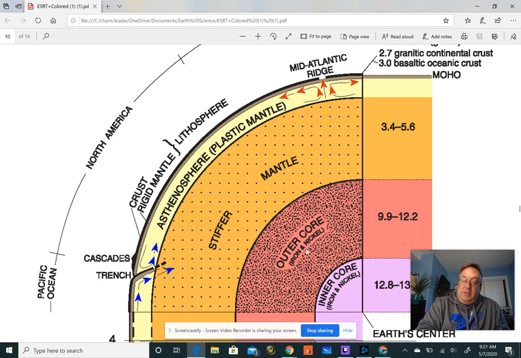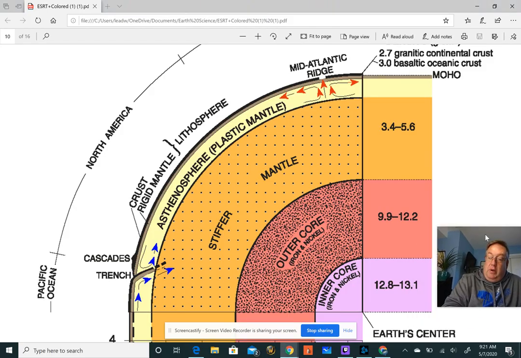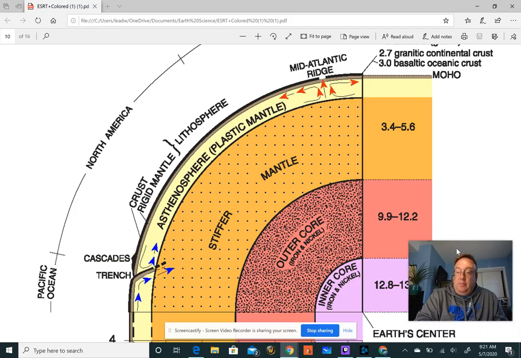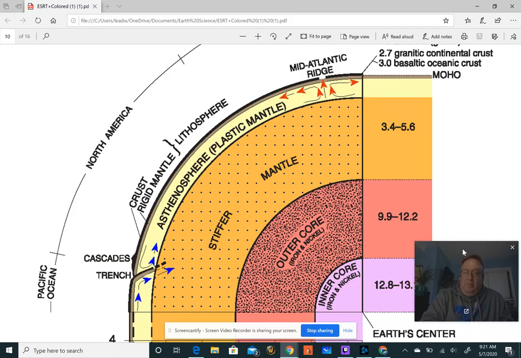Then you jump to your outer core. All right, because of its composition of iron and nickel, we have a 9.9 to a 12.2. And then we have 12.8 to 13.1, the purple area for the inner core. Okay, so pretty straightforward, giving you the various layers here. All right, showing you what's going on.